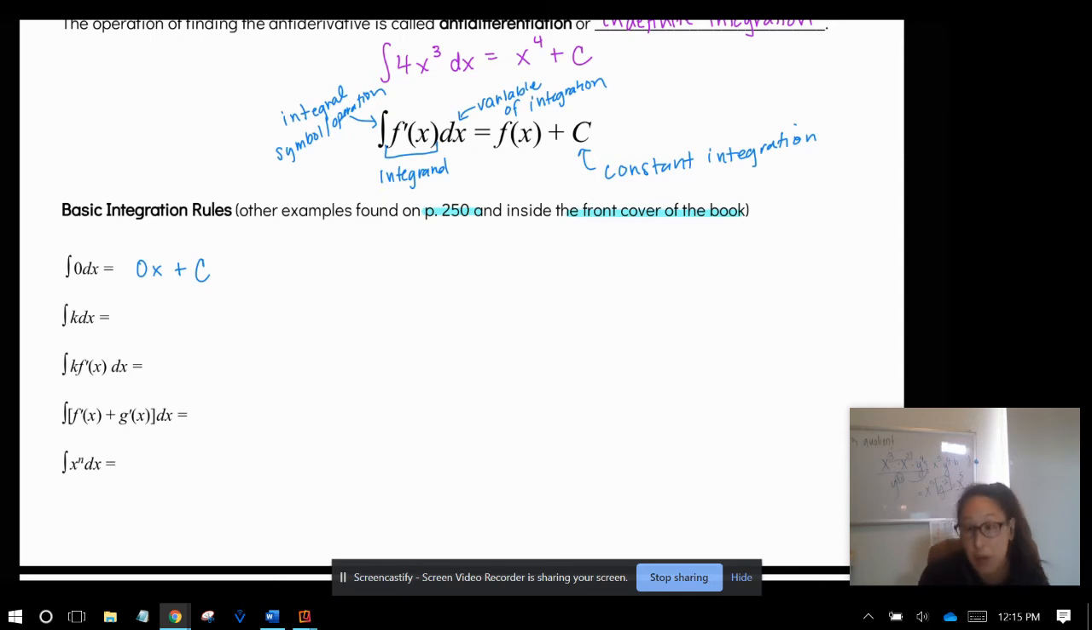So I have no x's, and so, let's work backwards. Let's say I had 0x plus 4. The derivative of 0x plus 4 would be, well, the derivative of 0 is 0, and the derivative of 4 is also 0. This number, c, the constant of integration, could have been any number, 5, 7, 8. It just depends on what point the integral is going through. That's it.